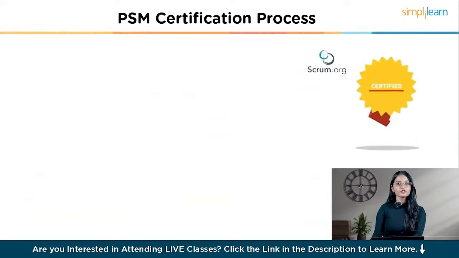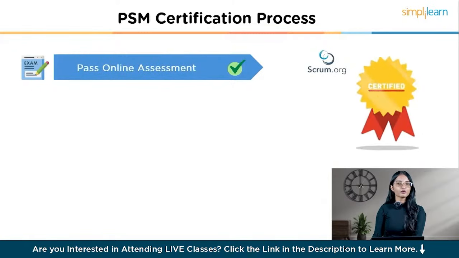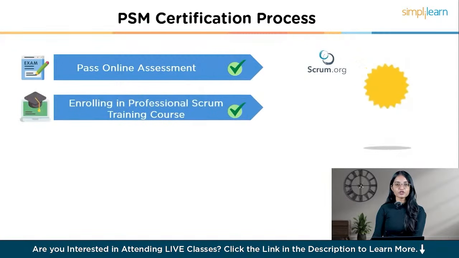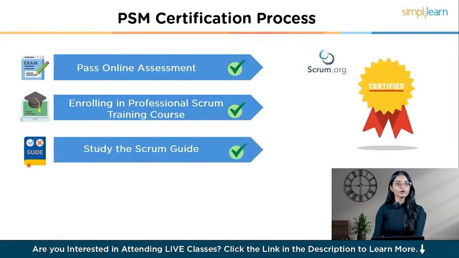At first, you have to pass an online assessment by scrum.org and pay the required fee. While training is not mandatory, enrolling in Professional Scrum training courses hosted by scrum.org is highly recommended to prepare for the examination. You can choose between the Professional Scrum Master or foundational courses. Next, study the Scrum Guide thoroughly. This is crucial for passing the certification exams on the scrum.org website.